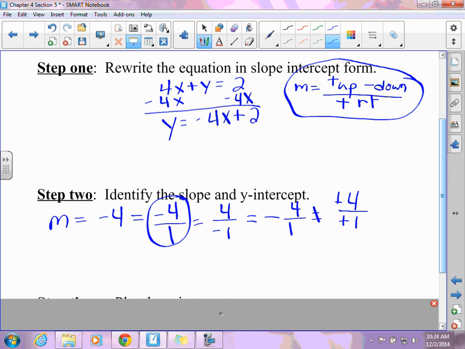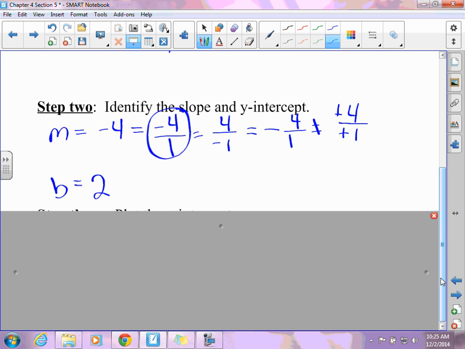What's my b on this? It is 2, and it's just going to be 2. Right? Remember our slope? Can I have a decimal? Nope, I never have a decimal. Can I have a mixed number like 4 1/3? No, I always have rise over run. Right? So now my next step is going to be to plot the y-intercept.